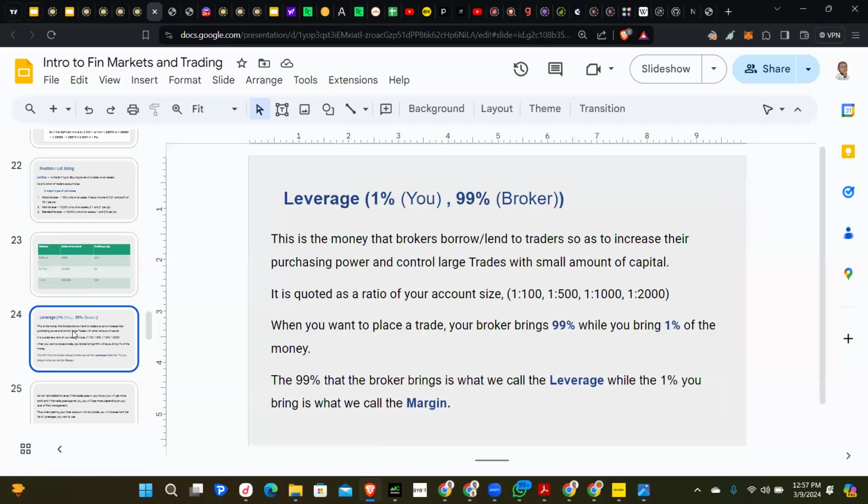I believe that is clear. Now let's look at leverage. I've mentioned leverage, but let's look at it properly.